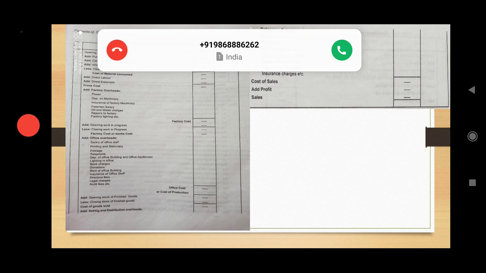So we generally start with the three elements of cost, which is raw material, labor, and the expenses. First of all, it is written opening stock of raw material plus purchases of raw material plus direct expense. Direct expense here means carriage inward, freight inward are certain examples of the direct expenses, and minus closing stock of the raw material. So this portion means direct material. So cost of material consumed can be easily calculated. Add direct labor and direct expenses into it, and this will be the prime cost.